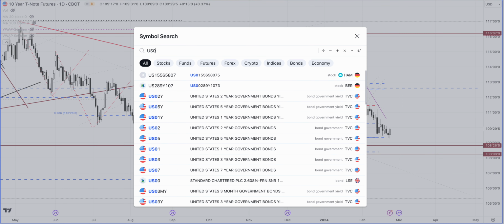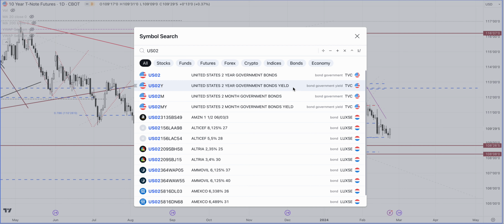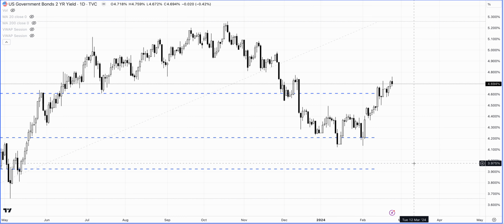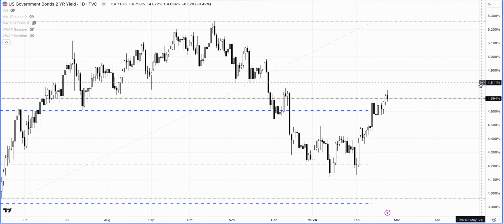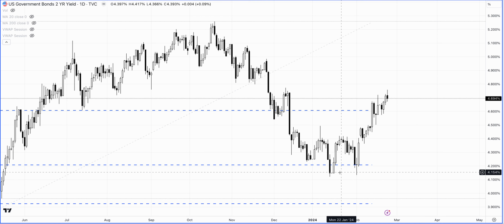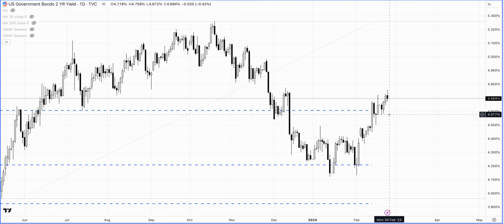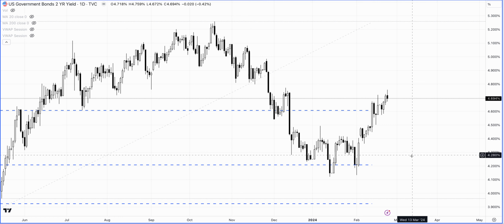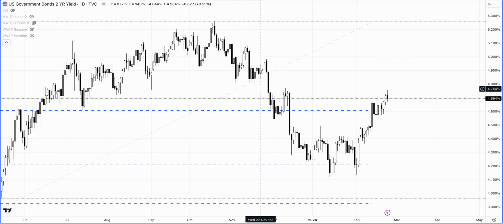Let's also take a look at the 2-year note. This is the yield chart, so it's a little different in the sense that on the y-axis we have the yields, not the prices. Here we can see that on the shorter end, 2-year, the yield has been moving higher, so the prices have been moving lower. Last Friday it reached for a potential double top formation. It's not a confirmed double top, but it's very close to the top which came in around 11th of December 2023. So 4.75 appears to be a key level.